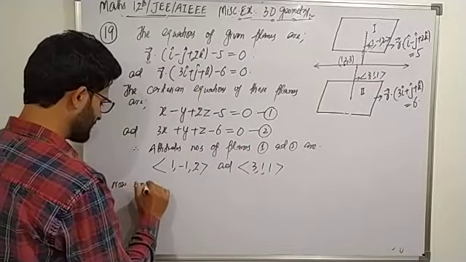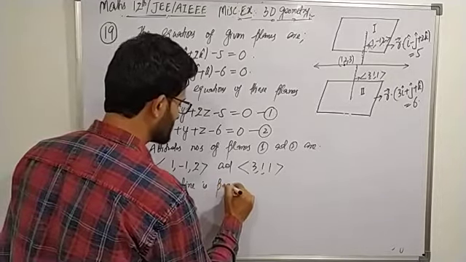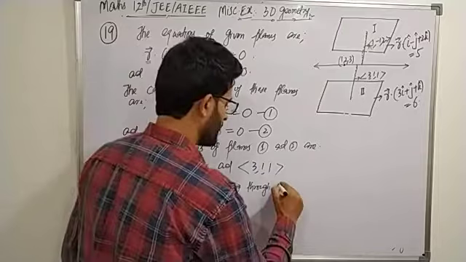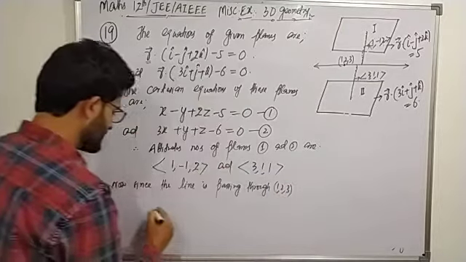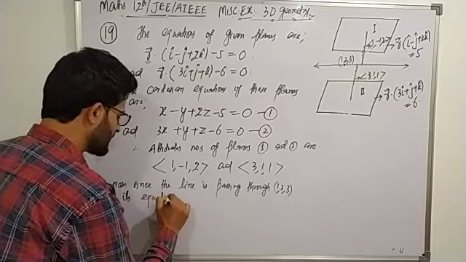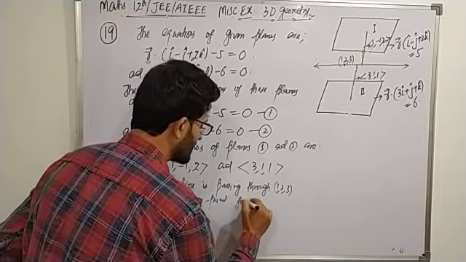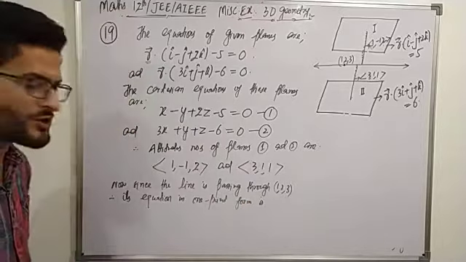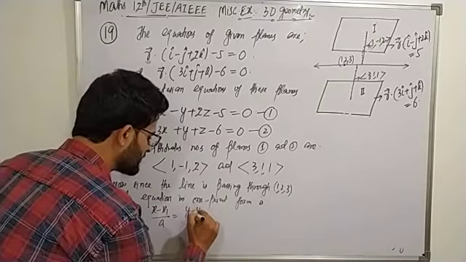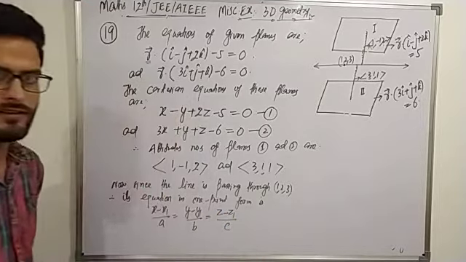Now, since the line is passing through (1, 2, 3), therefore its equation in one-point form is... yes, what is the one-point form of the equation of a line? (x minus x1) divided by a is equal to (y minus y1) divided by b, and that's equal to (z minus z1) divided by c, right?